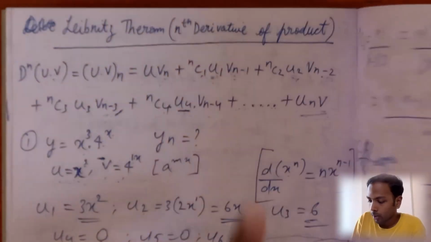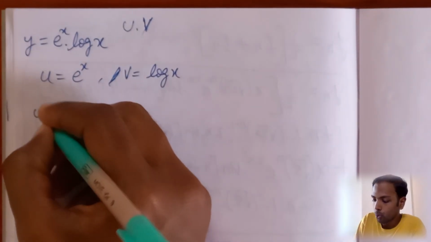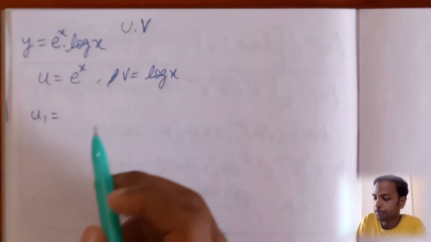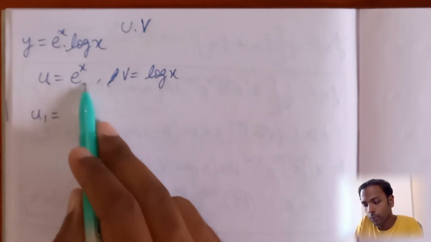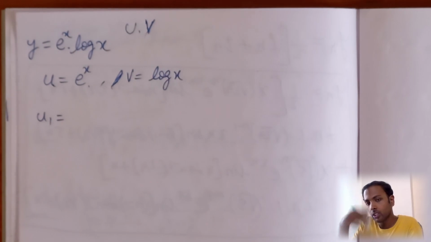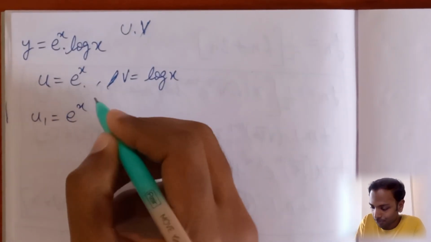Okay, so let's start with u. Okay, u is this one. And we need u1. So u1 is what? u1 is the first order differentiation of u. u is e power x. So differentiation of e power x is e power x itself.